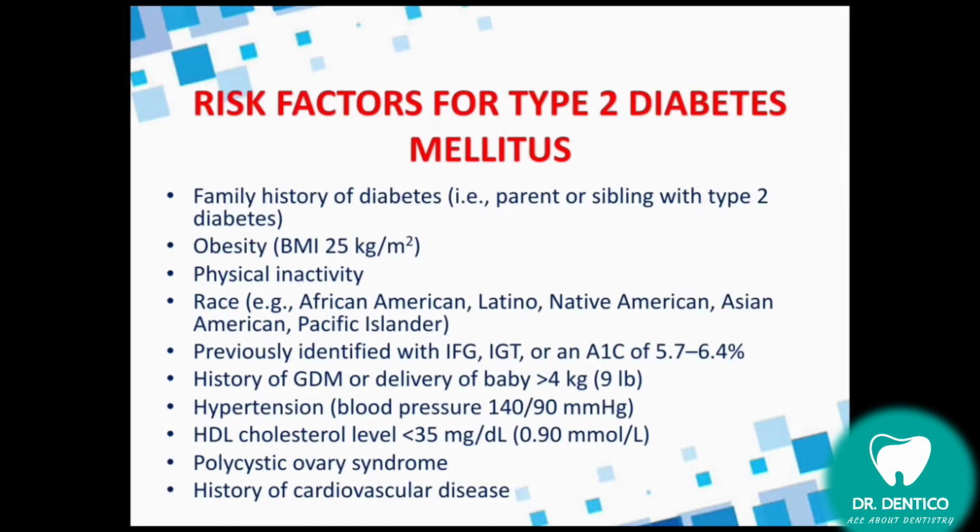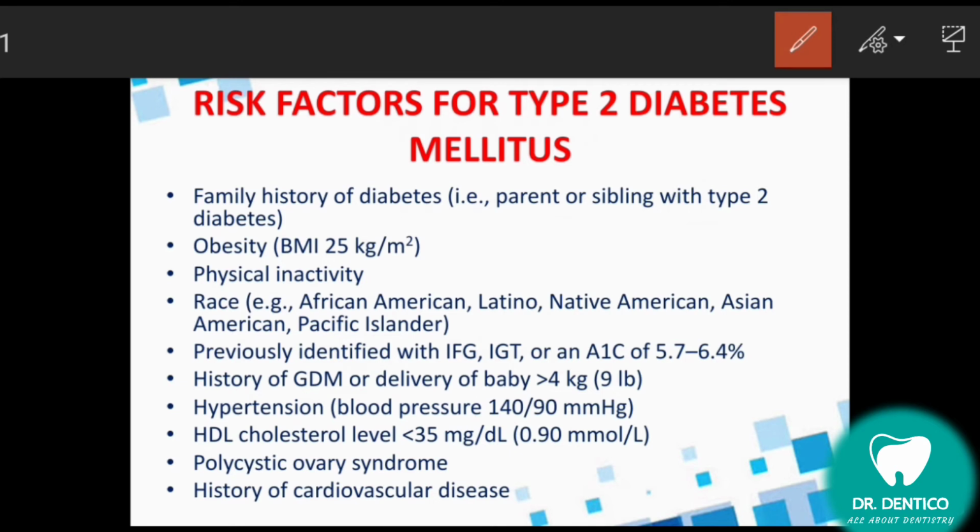Now we will move to the risk factors of type 2 diabetes mellitus. So mainly there is the family history of diabetes. Okay, then the second one is obesity, physical inactivity, some races like African American, Latino, Native American, Asian American, Pacific Islander, okay. Then previously identified with IFG, IGT or an A1C of 5.7 to 6.4 percent, okay.